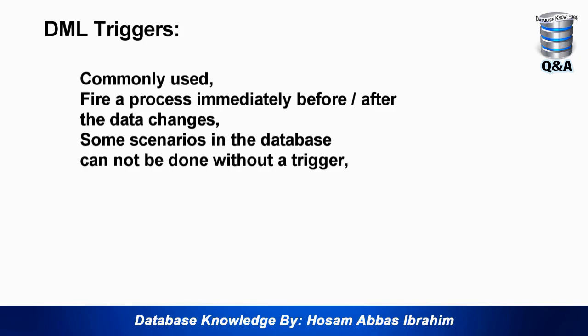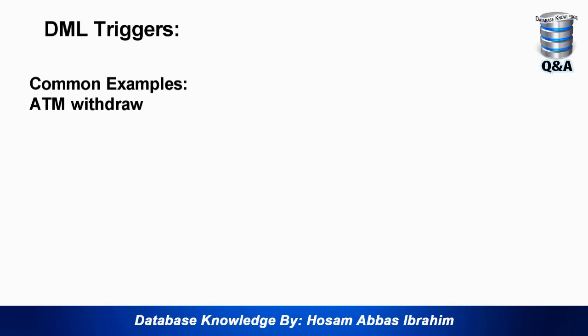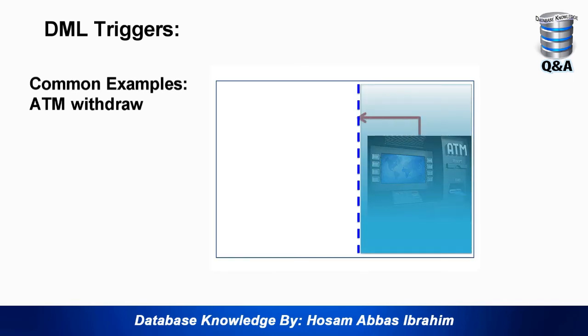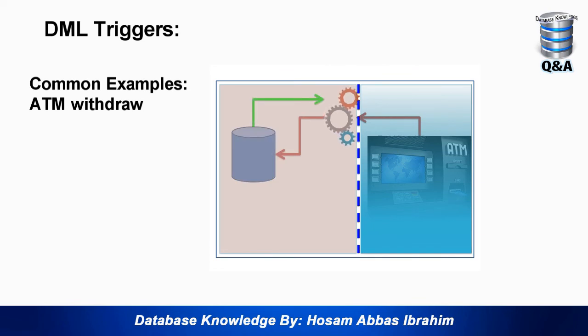The most commonly used triggers are the DML triggers, which are used to do a process when the data changes. And there are some scenarios in the database I cannot imagine doing without a trigger. A very common example that all of us experience: whenever we go to an ATM or make a transaction online or in a shop, we immediately receive a text message on our phone telling us what happened with this transaction. This is definitely a trigger.